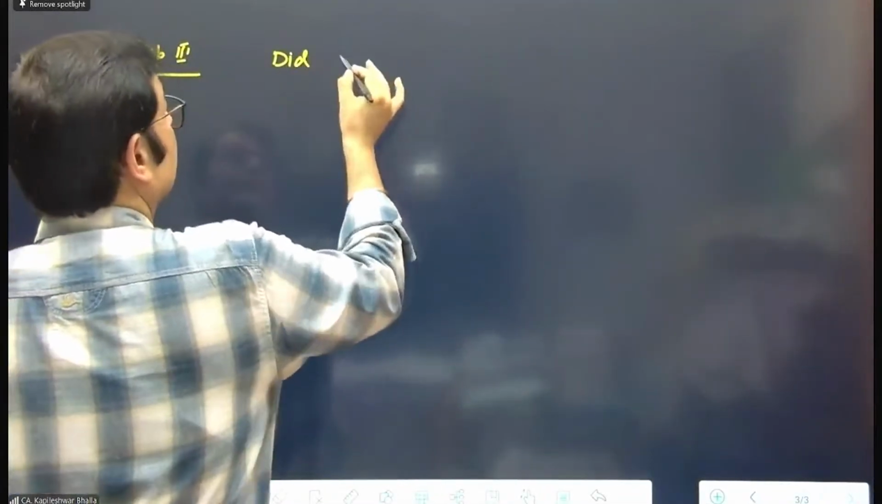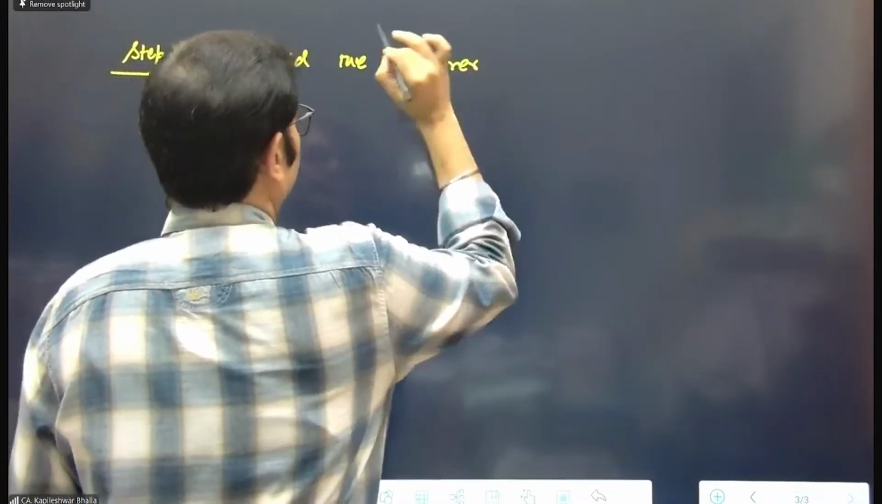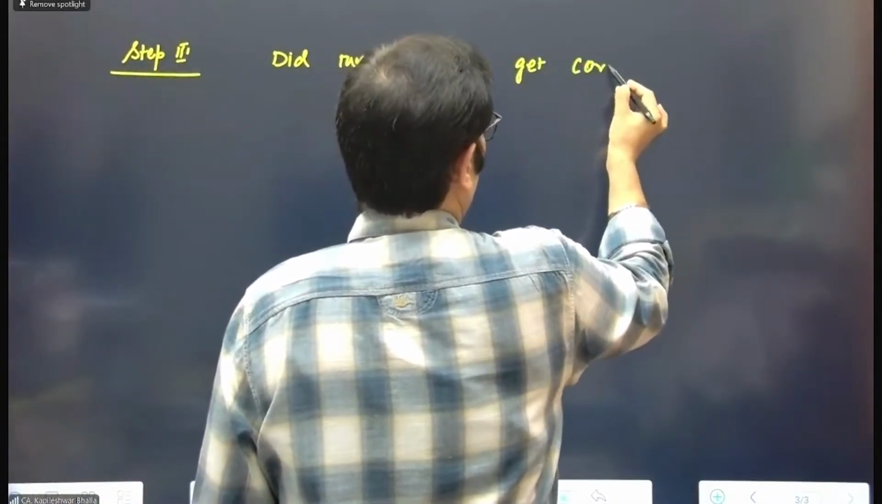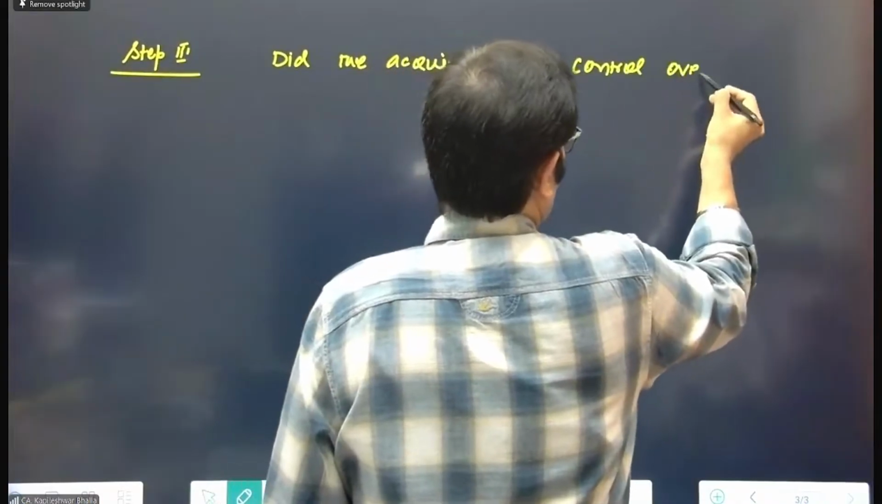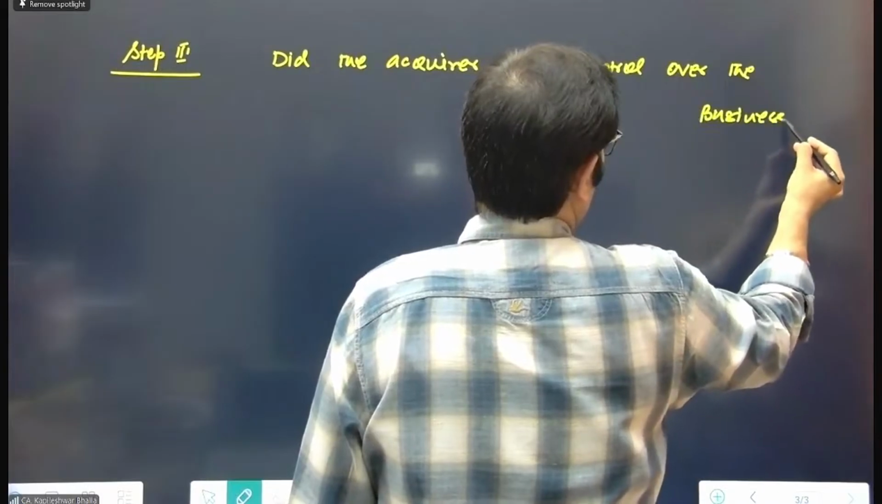And then in terms of step number 3, we need to put another question. The focus is to decide: did you acquire control over the group of assets? So what we're calling a business, did we get control over the business? So we will say, did A Limited, in my example A, the acquirer, get control over the business, which is the group of assets?